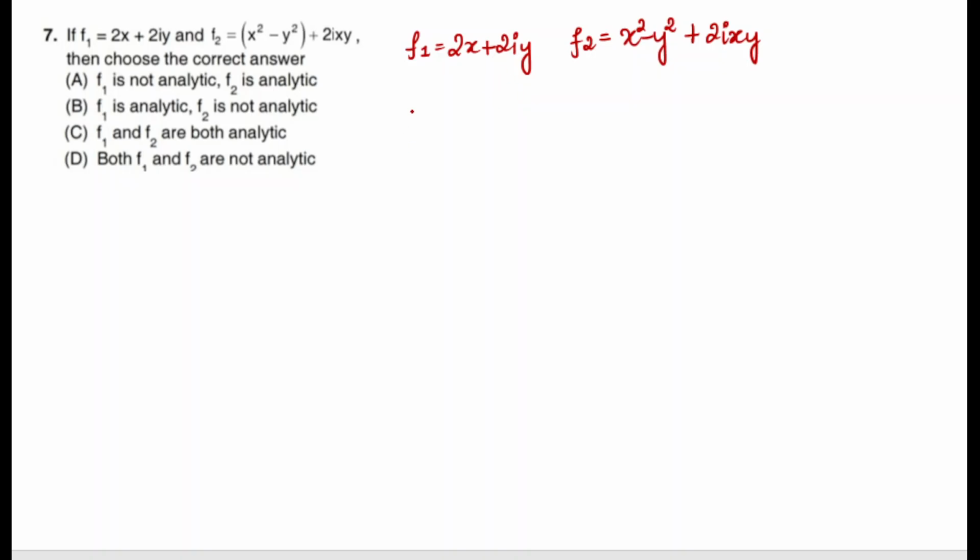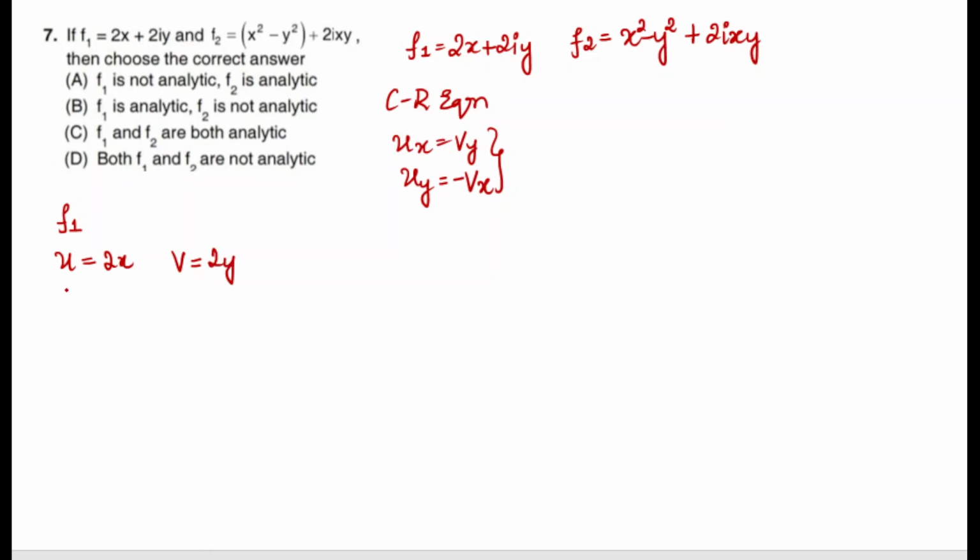So we shall start. What it should obey, it should obey the CR equation, or we call it the Cauchy-Riemann equation. According to the Cauchy-Riemann equation, we have ux equal to vy and uy equal to minus vx, right? This is what we have. Let us see for the first equation. For f1, we have u equal to 2x and v equal to 2y. Let us proceed.